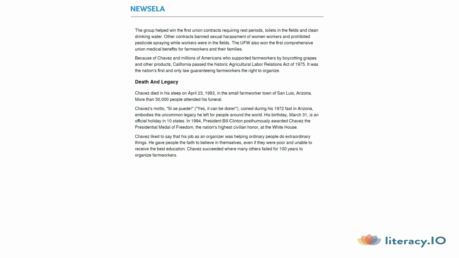In 1994, President Bill Clinton posthumously awarded Chavez the Presidential Medal of Freedom, the nation's highest civilian honor, at the White House. Chavez liked to say that his job as an organizer was helping ordinary people do extraordinary things. He gave people the faith to believe in themselves, even if they were poor and unable to receive the best education. Chavez succeeded where many others failed for 100 years to organize farm workers.